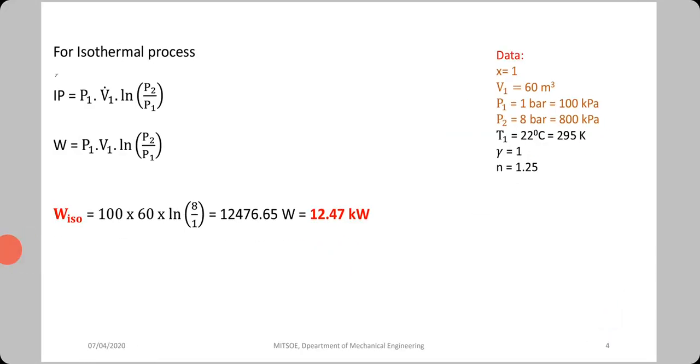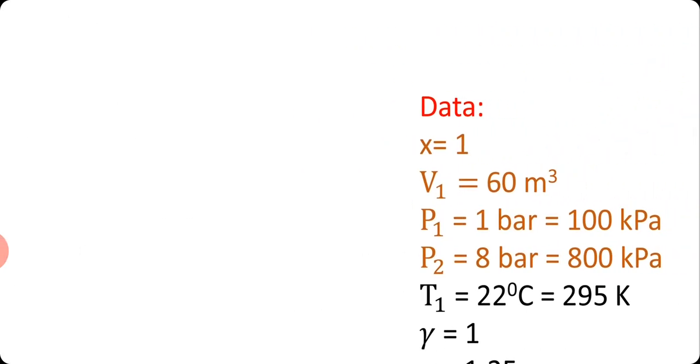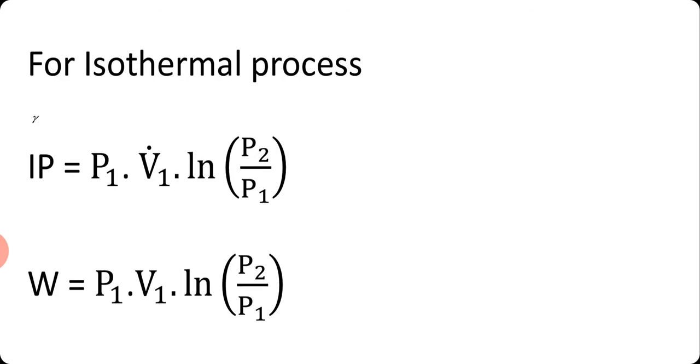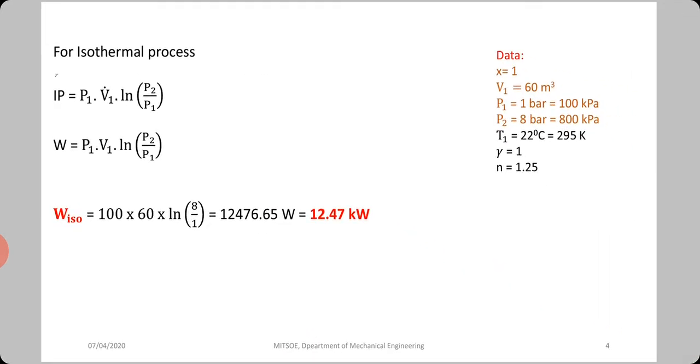Now just put the data in the formula. W isothermal, P1 is given as 100 kilopascal. Then V1 is given as 60 meter cube. Natural log of P2 by P1. Just look at the data for P2 and P1, that is 8 by 1. So just calculate it, you will get 12.47 kilowatt. So for W isothermal, we got the first answer as 12.47 kilowatt. Now you may ask, why kilowatt, sir? The reason is we have substituted pressure values in kilopascal while calculating work. So naturally the power obtained we are getting in kilowatt.